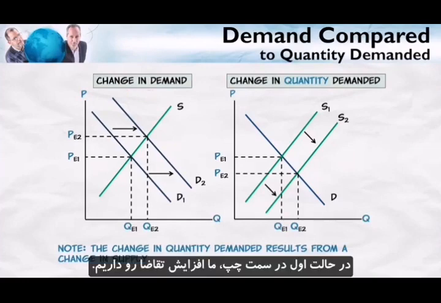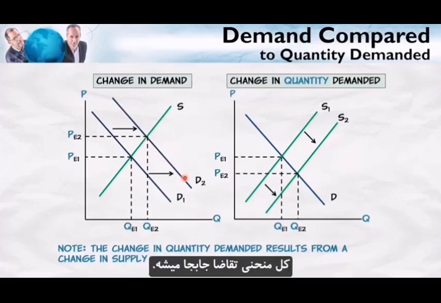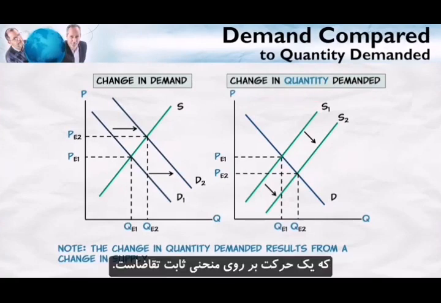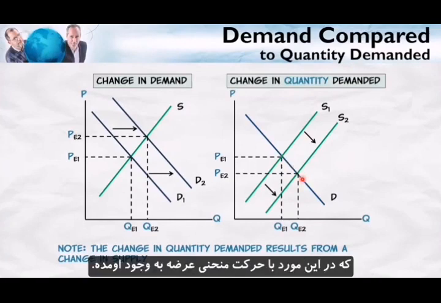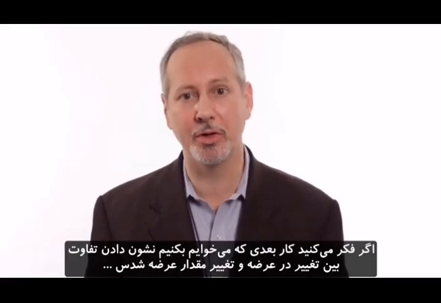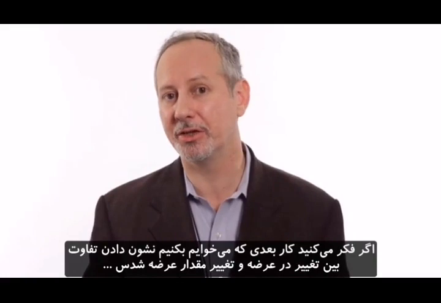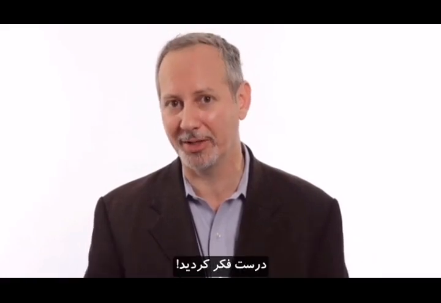In the first case, on the left, we have an increase in demand. The entire demand curve shifts out. In the second case, on the right, we have an increase in the quantity demanded. That is, a movement along a fixed demand curve caused by a shift, in this case, in the supply curve. Well, if you guessed that the next thing that we're going to do is to show the difference between a change in supply and a change in the quantity supplied, you'd be right.